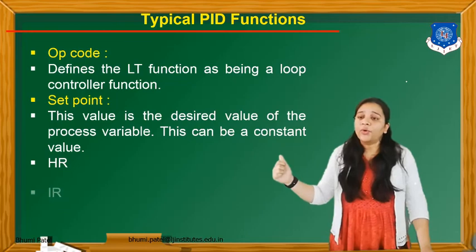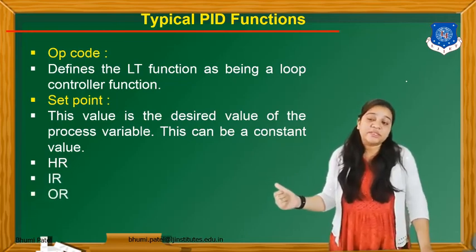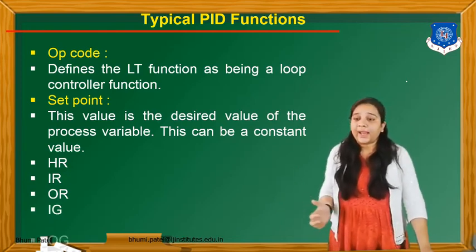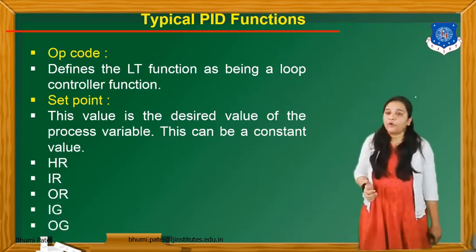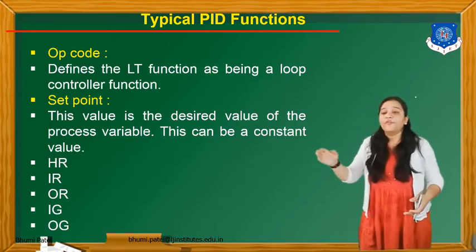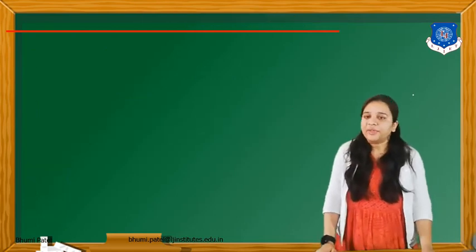Now the set point value will be stored in a particular register: HR, that is the holding register; IR, input register; OR, that means output register; IG, that means input group; and OG, that means output group. So we can take the data from any of these locations for the set point of the PID function.